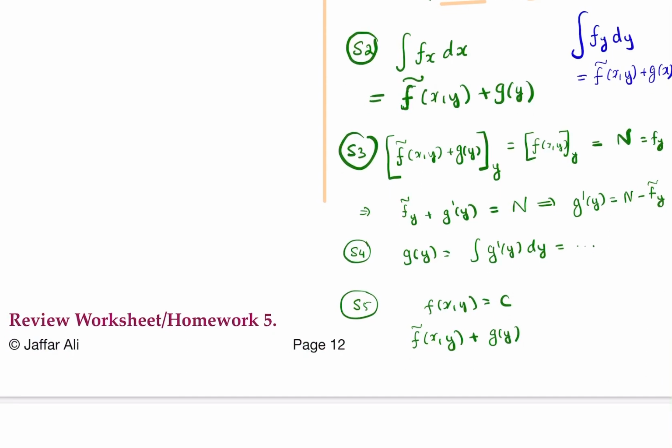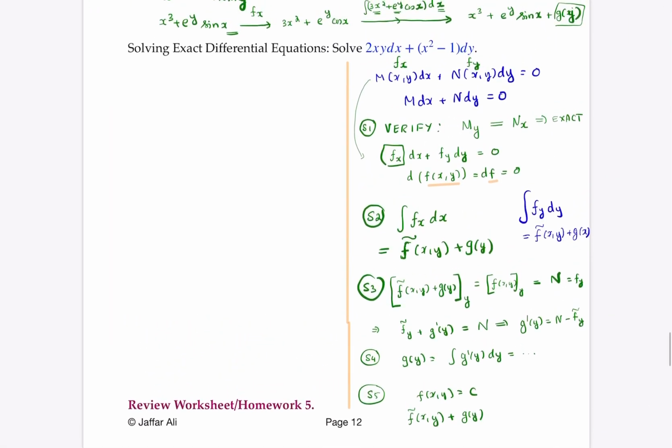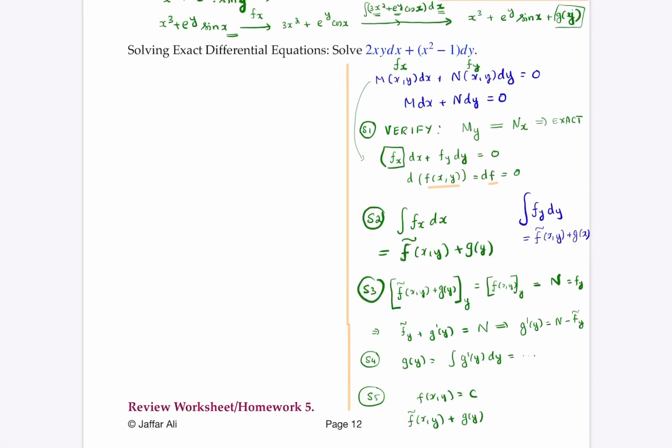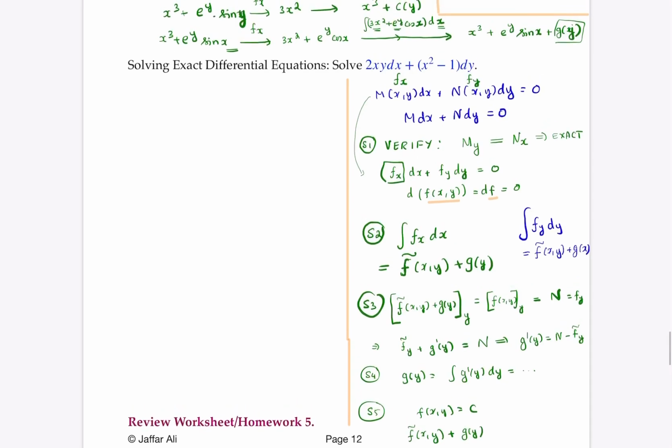Let me show you how I execute this plan with this example, then you can follow me along easily. All right, let me change the color. Step number one, let's verify.